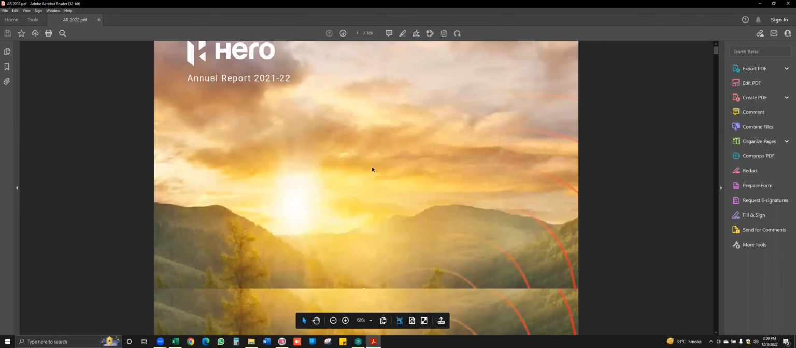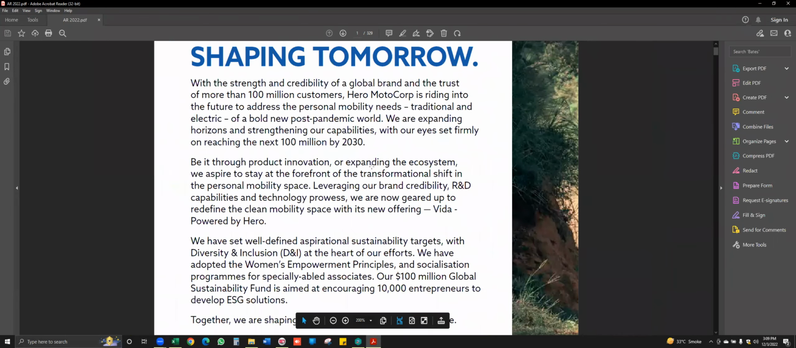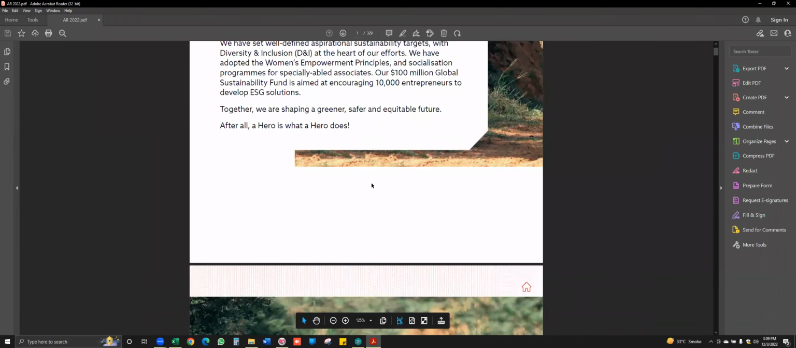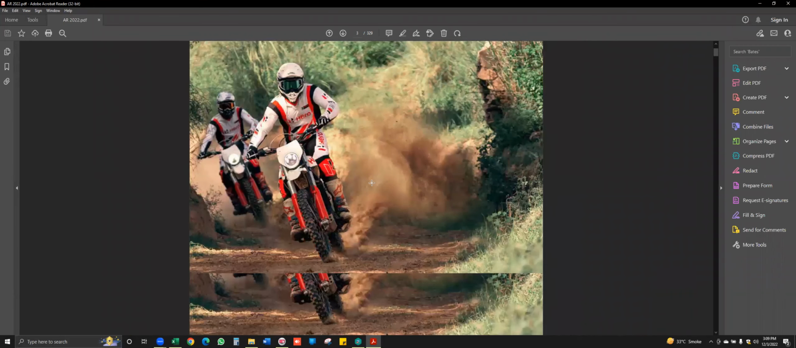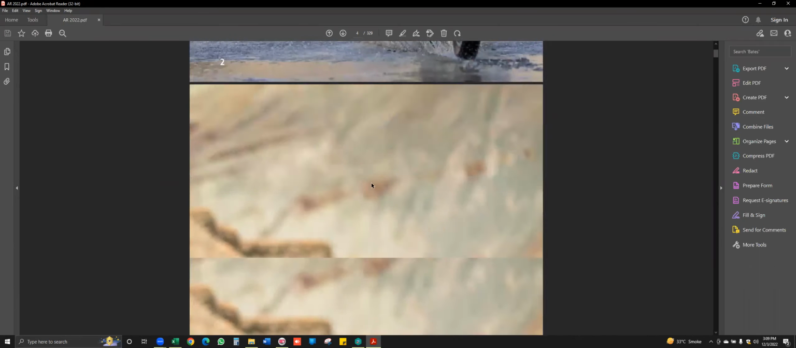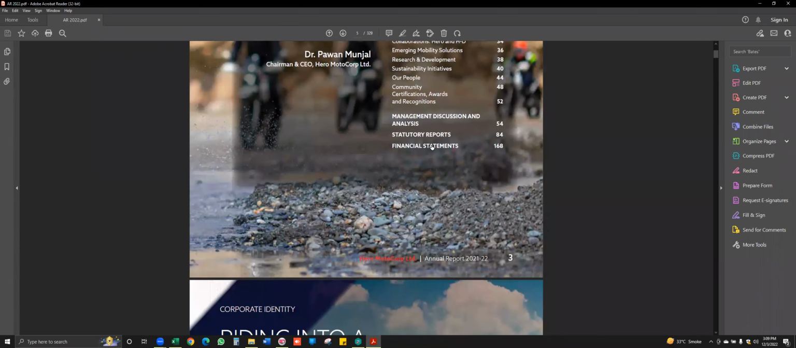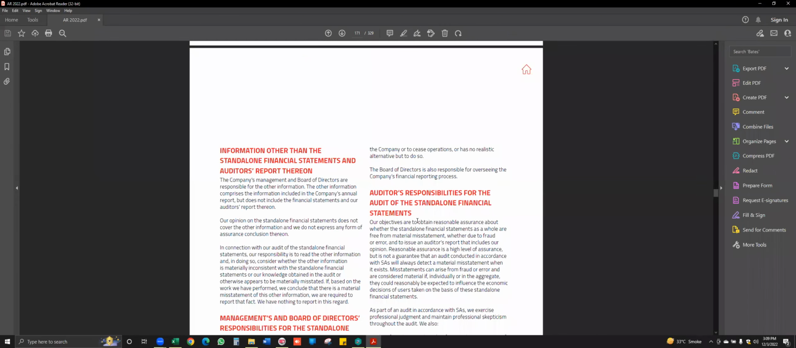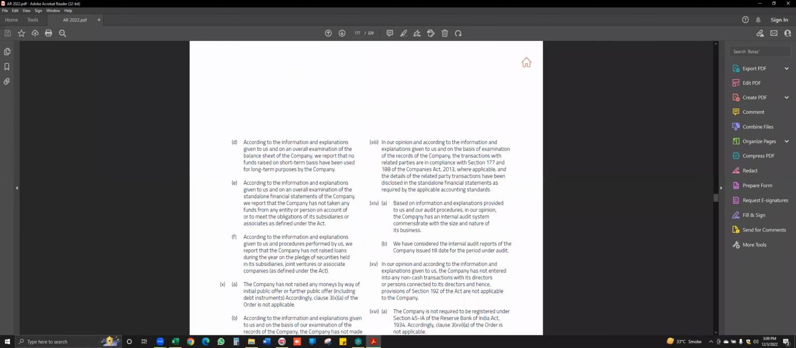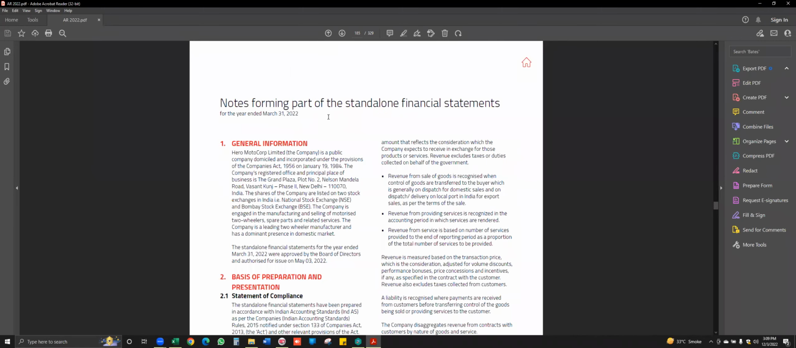Now this annual report is of Hero, and we have to take the consolidated numbers. I hope you know where to get annual reports. You can just Google it, or you can go on the BSE website. Just Google annual report for Hero, you will find it. Okay, now over here, in the annual report, financial statements. And then we have to go for the consolidated one. This is standalone. Let's go to consolidated.